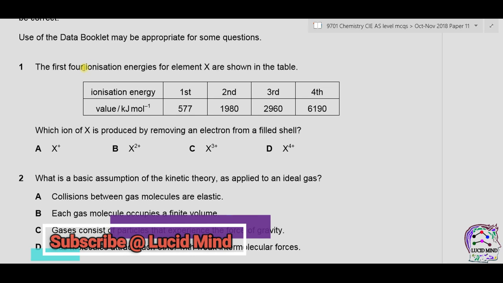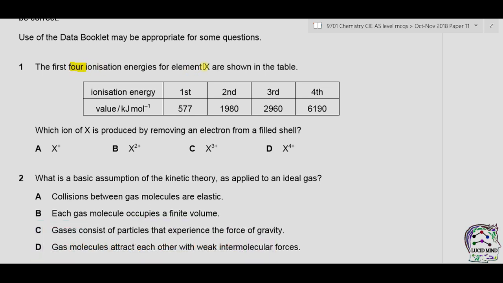Question number 1. The first 4 ionization energies for element X are shown in the table. Which ion of X is produced by removing an electron from a filled shell? In the table we can see different ionization energies are given. This is the first ionization energy, then second, then third and fourth. And we can see that there is a larger difference between third and fourth ionization energy.